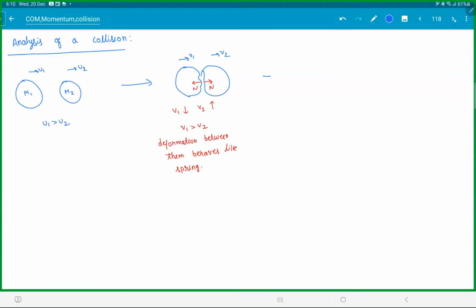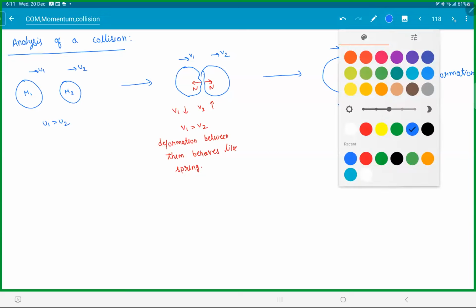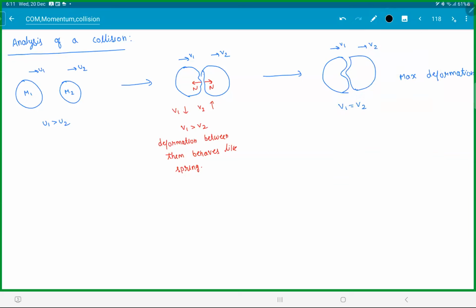As this collision is going on, at one point the body will have maximum deformation. At this point V1 becomes equal to V2. This is just like that spring thing which we did last time, if you remember. Maximum compression in the spring. Now, at this point, what happens will depend on the type of the material. The material will have three choices.